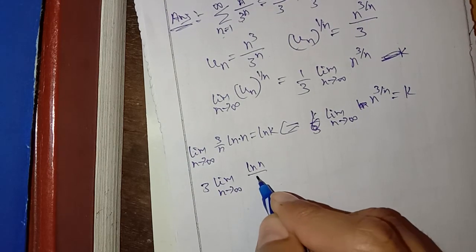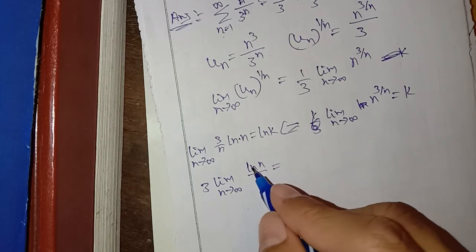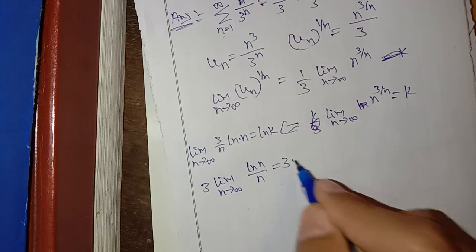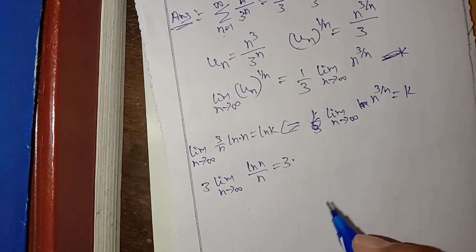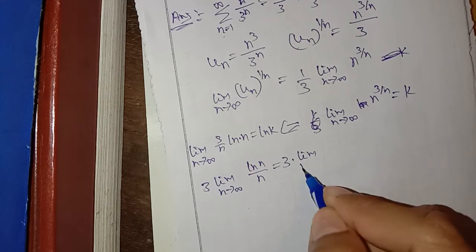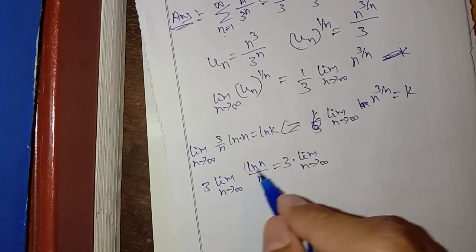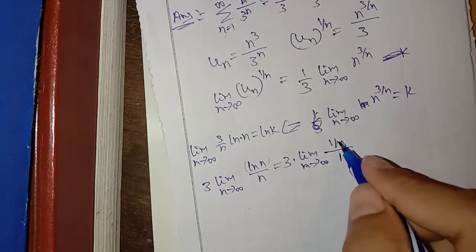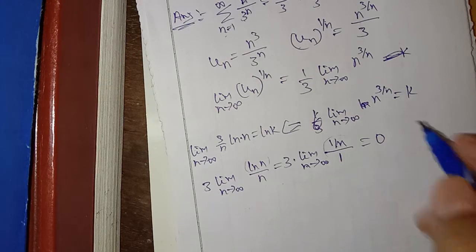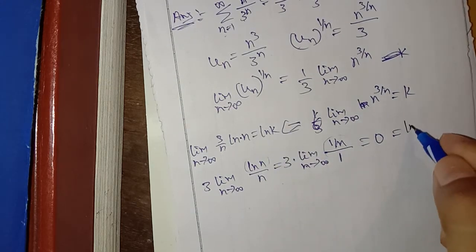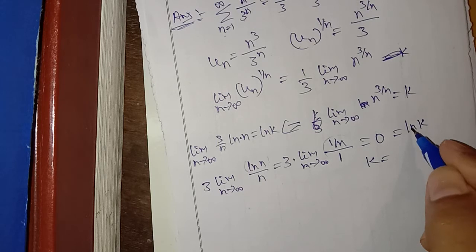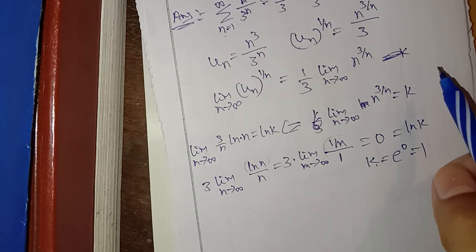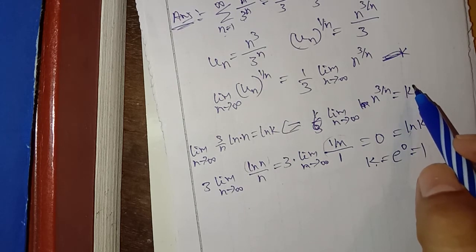Now we can take 3 outside: limit n tends to infinity ln n divided by n. If we apply L'Hospital rule, we get 3 into limit n tends to infinity, differentiation of ln n is 1 by n, differentiation of n is 1. As n tends to infinity this becomes 0, so this whole term becomes 0. This is equal to ln k. Then what is k? Inverse of ln is e raised to 0, that is equal to 1. We get k is equal to 1.